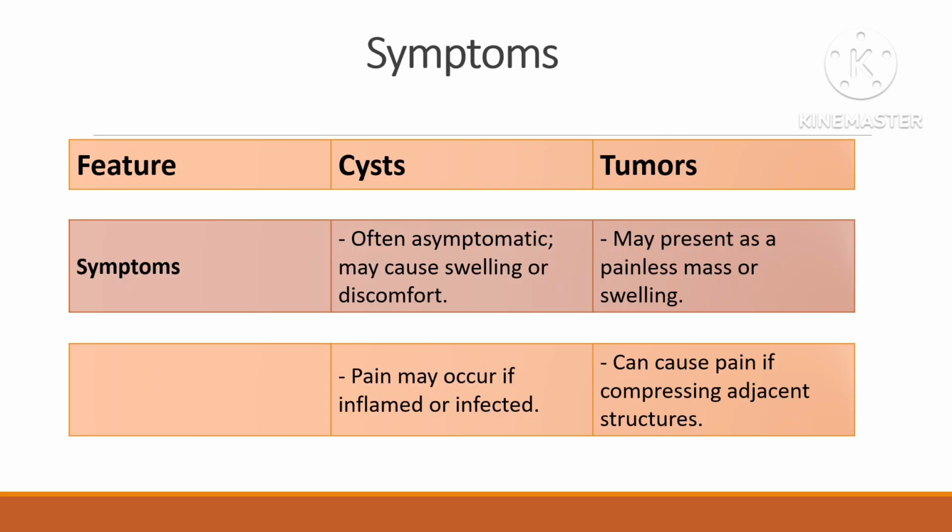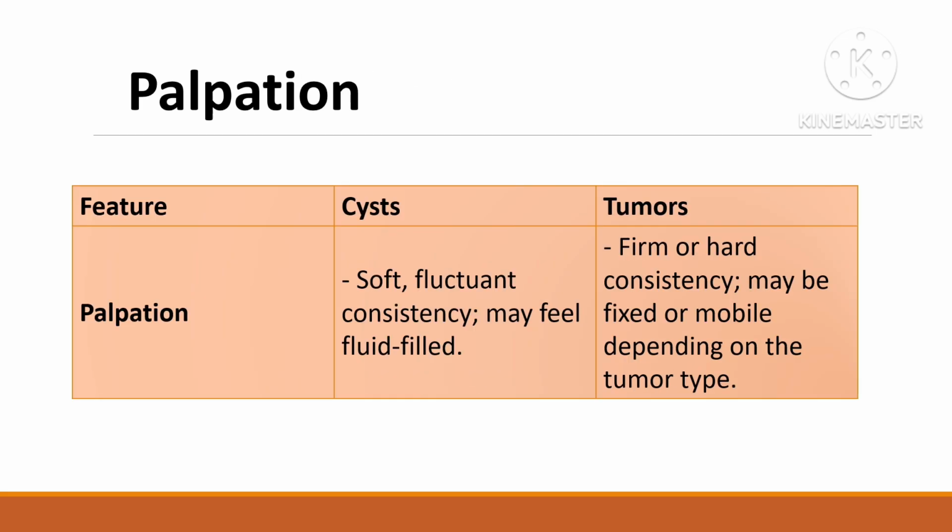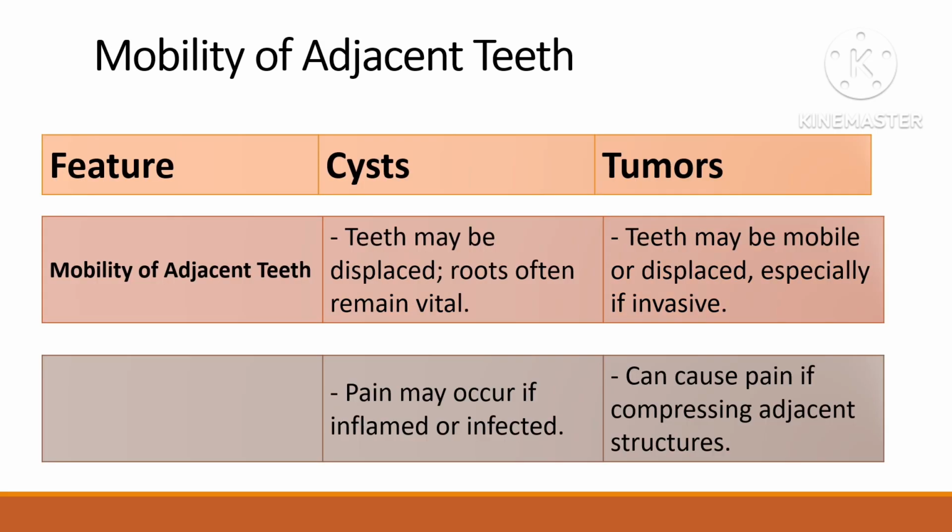On palpation, a cyst may feel soft, of fluctuant consistency, and may feel fluid-filled too. In the case of a tumor, it feels firm or hard in consistency and may be fixed or mobile depending upon the tumor type. In the case of cysts, the teeth may be displaced, but the roots often remain vital. And in the case of tumors, teeth may be mobile or displaced, especially if they are invasive.